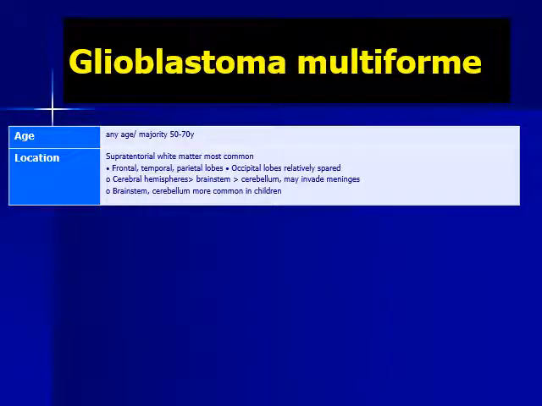On the extreme, and this is very important, glioblastoma multiforme. It is a WHO grade 4 glioma. It can occur at any age, but the majority is seen in the elderly. It is a tumor of the elderly, 50 to 70 years old. Usually it affects the supratentorial white matter, but we can see glioblastoma multiforme anywhere in the brain.